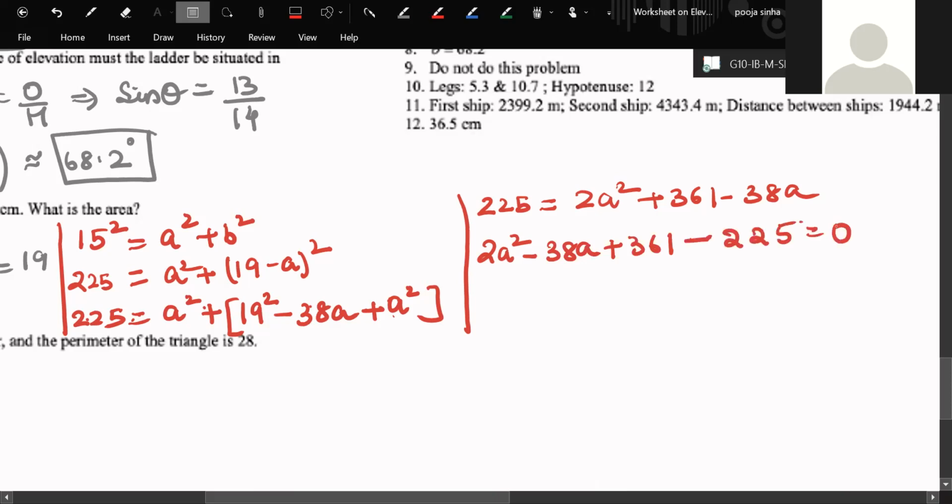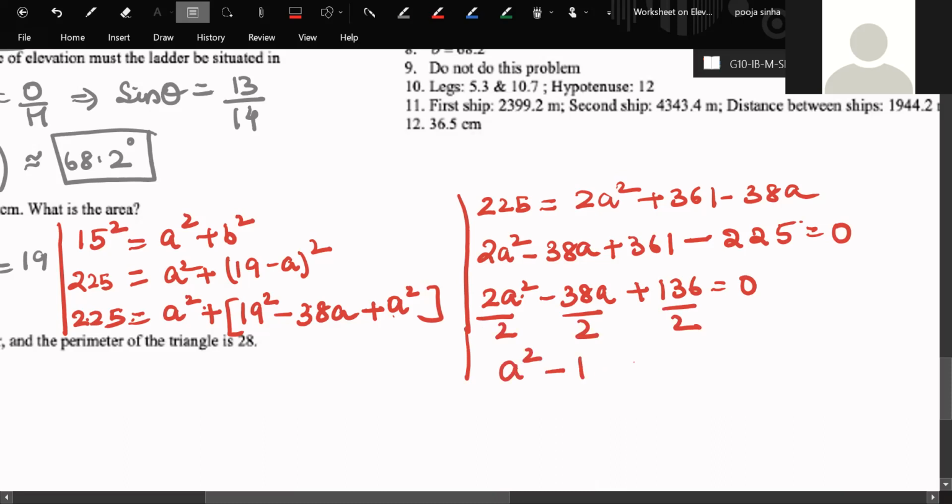Absolutely correct. It's a quadratic equation. So 361 minus 225 will become 136. 38A plus 136 is equal to 0. I'll divide the entire equation by 2 so that I can remove the 2 from here. That becomes A square minus 19A, and 136 divided by 2 is plus 68 is equal to 0. Now I need to divide in such a way that I get 68. I have to make factors in such a way that I get 19.